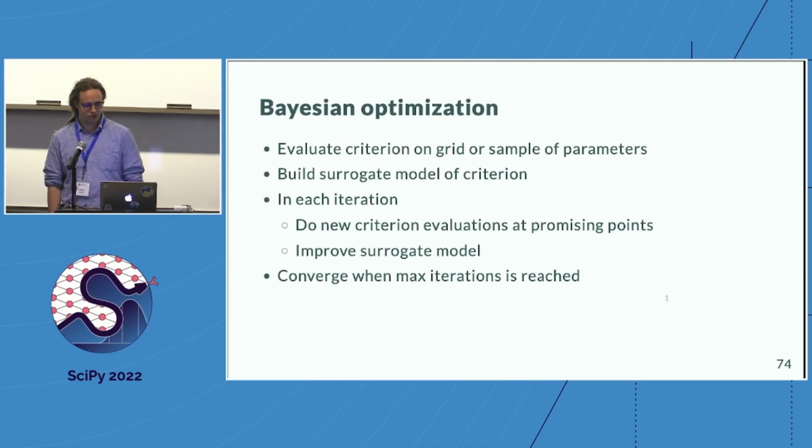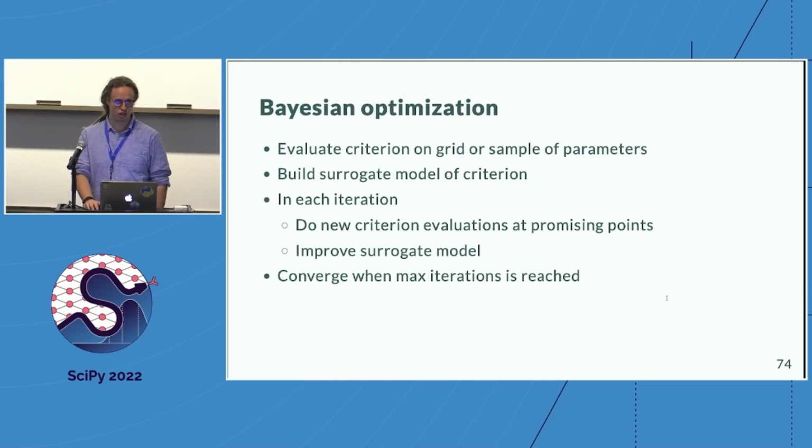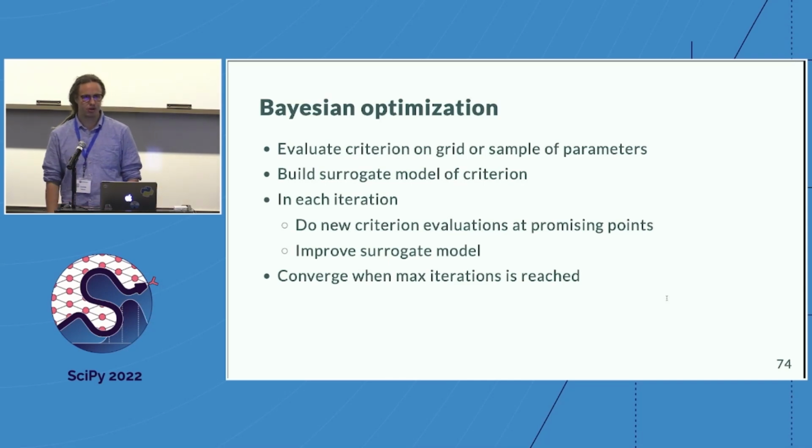Another approach is Bayesian optimization. What this does is it also starts by evaluating the criterion function on some kind of grid and then builds a surrogate model of your criterion function. So it basically estimates a regression model of your criterion function over the parameter space. You've heard of trust region algorithms before, which are local optimizers. What they do is build surrogate models in the vicinity of the current best parameter vector. Bayesian optimizers build a surrogate model over the entire parameter space, which is much more difficult.